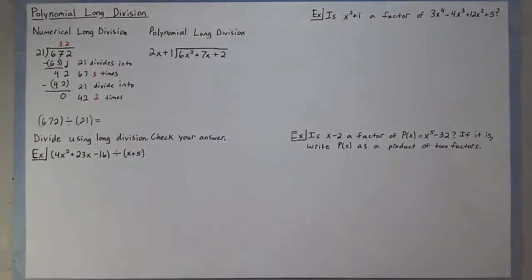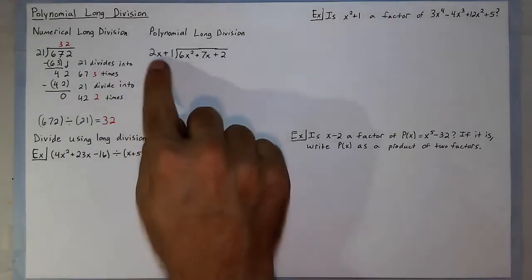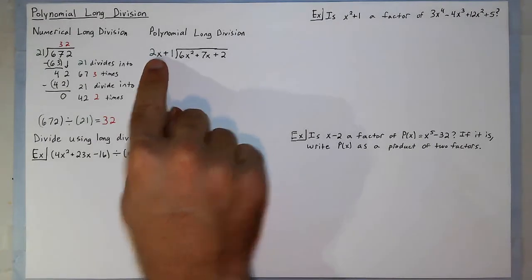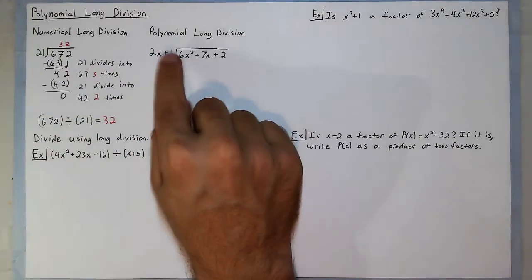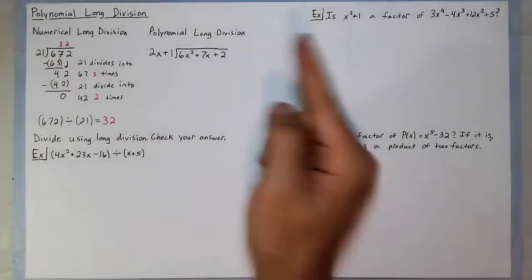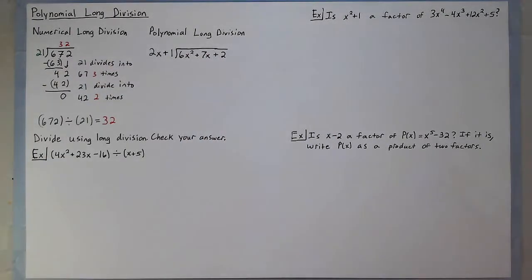Now, what does that look like if I did it with polynomials instead? So here, instead of using 21, I'll use 2x plus 1. Just imagine x is equal to 10 if you want to compare the two. Then 6x squared. 6 is the hundreds place. 10 squared is 100. Plus 7x for the tens place. Plus 2 for the ones place. Now, your questions remain almost the same.